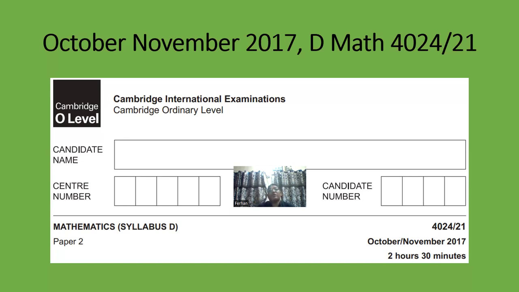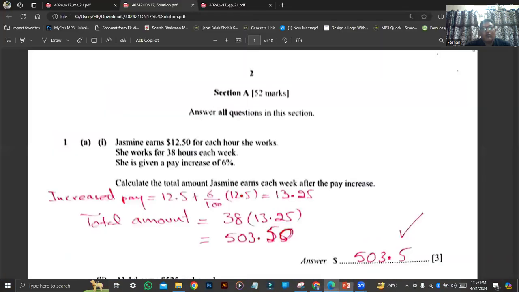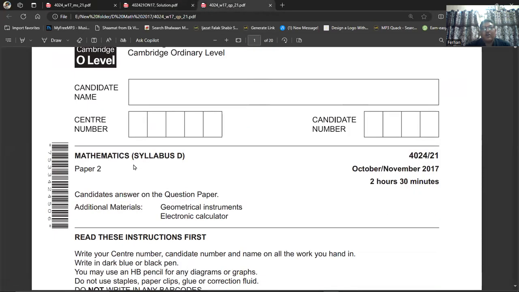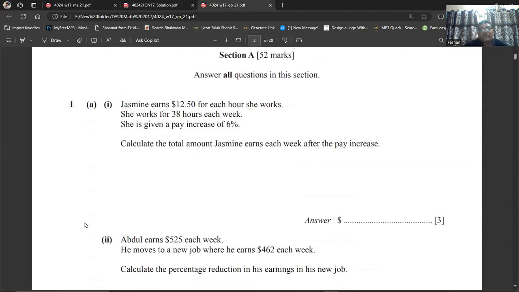The time allowed for this paper is 2 hours and 30 minutes. The scientific calculator is allowed in this paper. So let's start, and here we go. The October-November 2017 2-1 paper is 2 hours 30 minutes, and 100 marks are for this paper. Question number 1 is showing up on your screen.